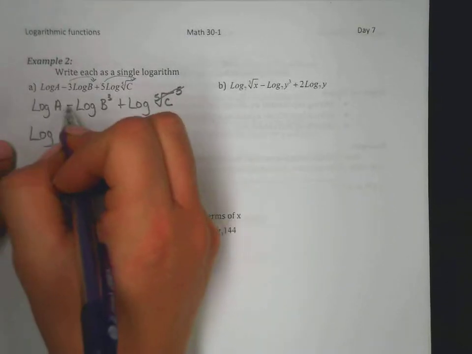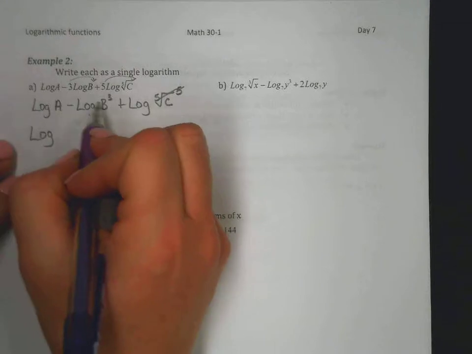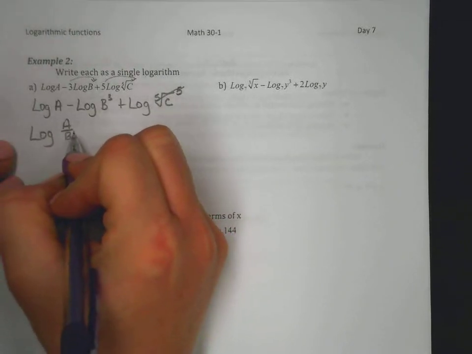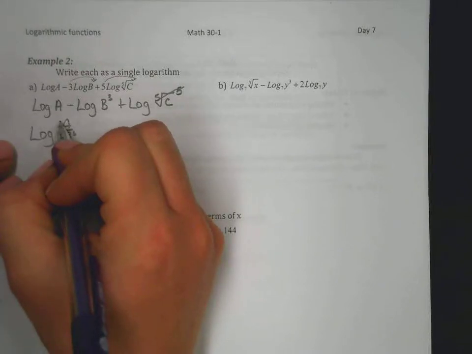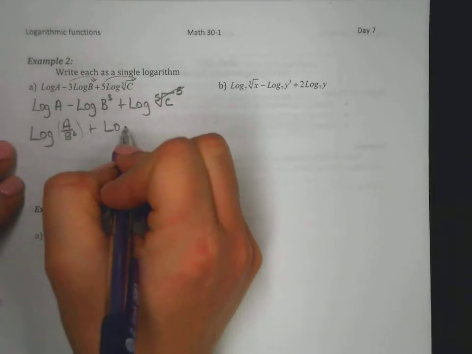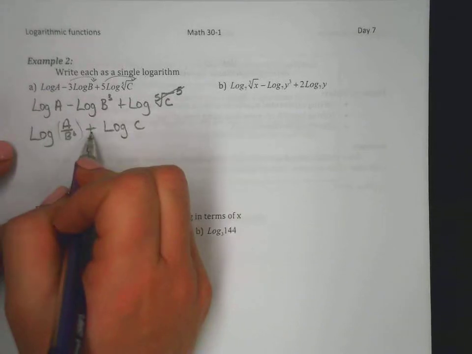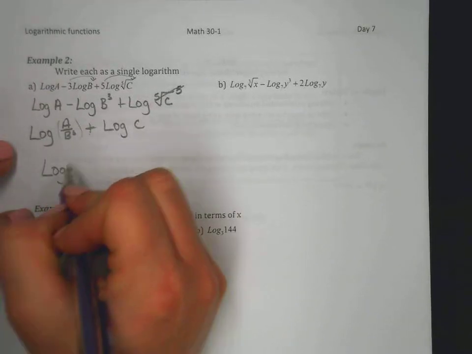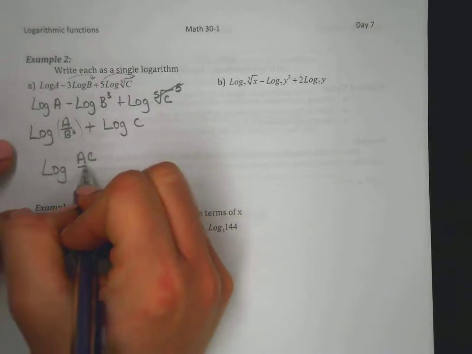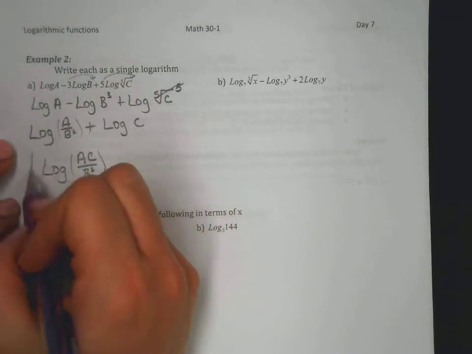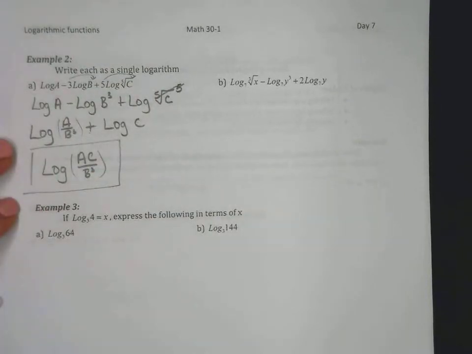So then, working through, we'd want to divide these values first. So we get log of A over B cubed plus log C. And then we're now going to use our product law. So this would be log of A times C, all over B cubed, as your final single logarithm.